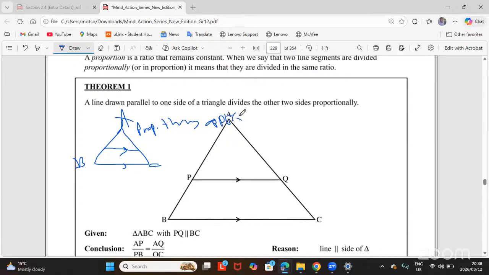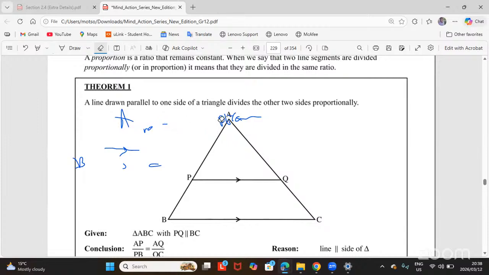Why do we say the proportionality theorem is applicable? Because we've got a triangle and a line that is parallel to the third side of this triangle. So the proportionality theorem is applicable. I hope that makes sense to you guys. Now let's have a look at how proportionality theorems work.